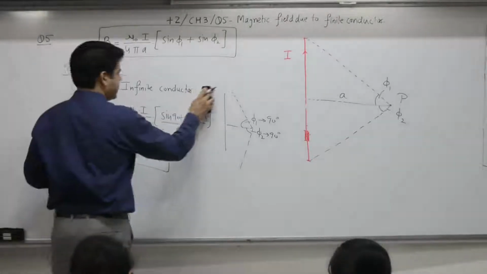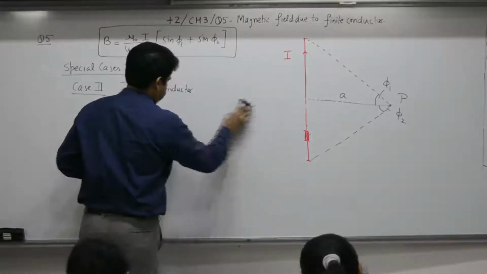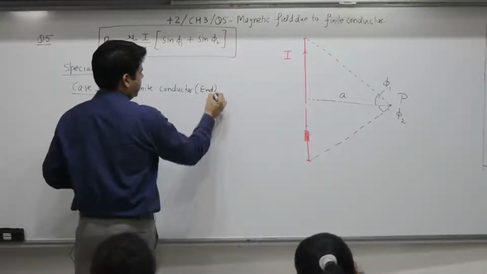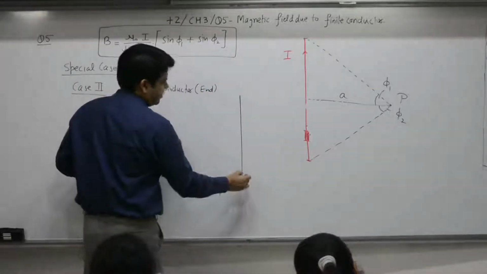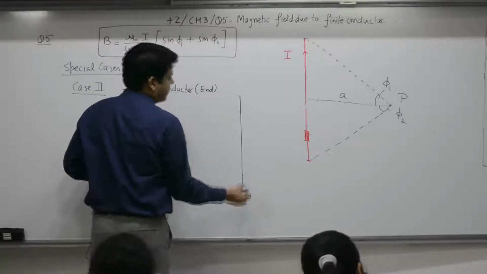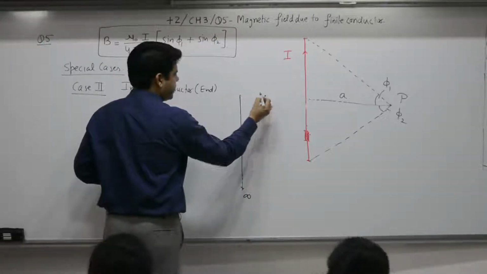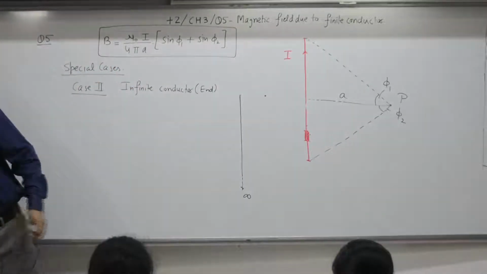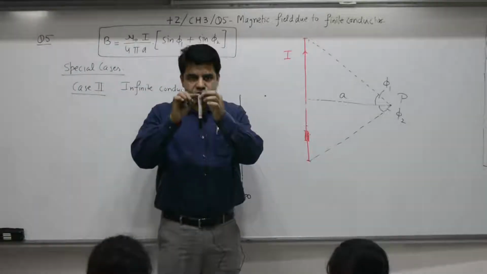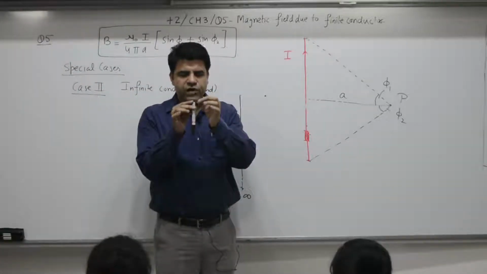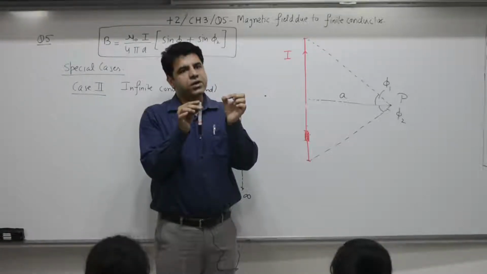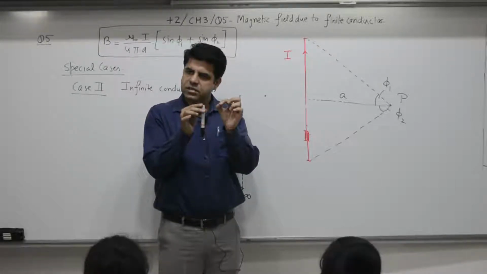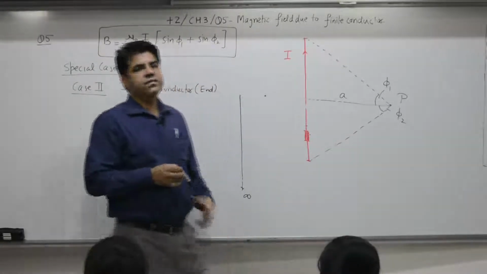Case number 2: infinite conductor, but at the end of the infinite conductor. That means there is a conductor, this end extends to infinity, and you have to find the magnetic field at this point. It starts from here, extends to infinity, and you have to find the magnetic field at distance a. The perpendicular distance is a, one end is nearest, and the other end is at infinity.